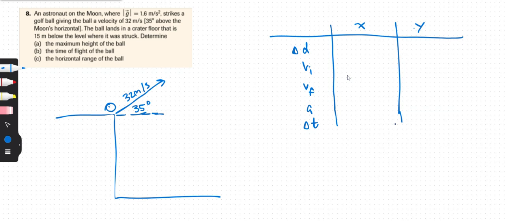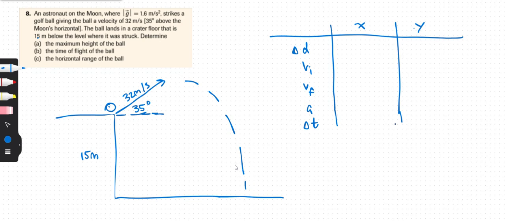Okay, so if we look at the problem, let's start with displacement. So in the problem, it doesn't give you anything about the x displacement. However, here it says the ball lands in a crater floor that is 15 meters below the level where it was struck. So imagine this ball, it's going to go up and then it's going to fall down. And this distance of the cliff is 15 meters, since it is landing on the floor that's 15 meters below where it was struck. And the displacement is the difference between the final position and the initial position.